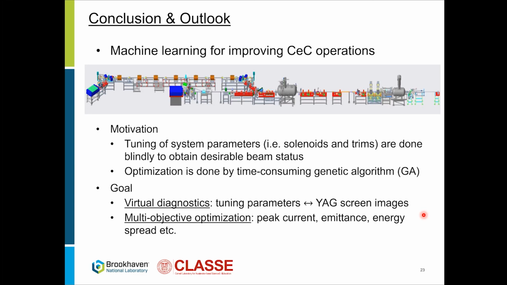The second method is closer to what we presented here, the multi-objective optimization. We can optimize the beam peak current, the emittance, and the energy spread all at the same time with a more efficient algorithm. For this, we can use the Bayesian optimization technique we just presented.